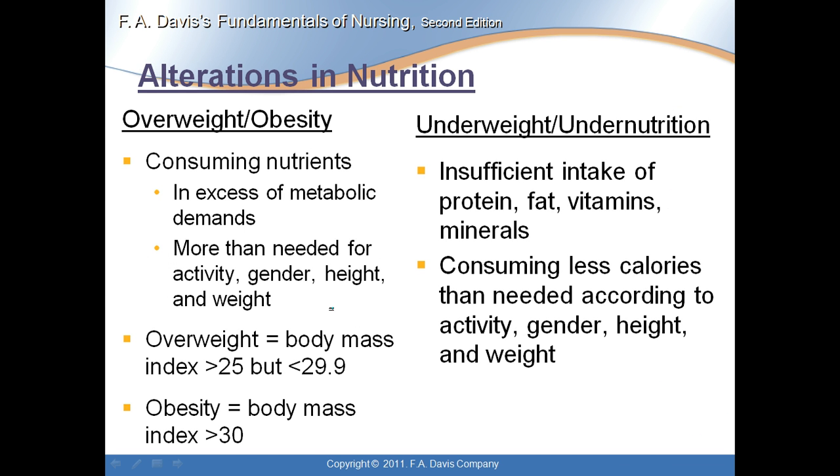Alterations in nutrition. We have overweight and obesity, which consumes nutrients in excess of metabolic demands, more than needed for activity, gender, height, and weight. We've got overweight, which is a body mass index of greater than 25 but less than 29. We've got obesity, which is a body mass index of over 30. Underweight and undernutrition is insufficient intake of protein, fat, and vitamins and minerals, consuming less calories than needed according to activity, gender, height, and weight. So again, based on your demands, you consume, and that keeps you balanced.